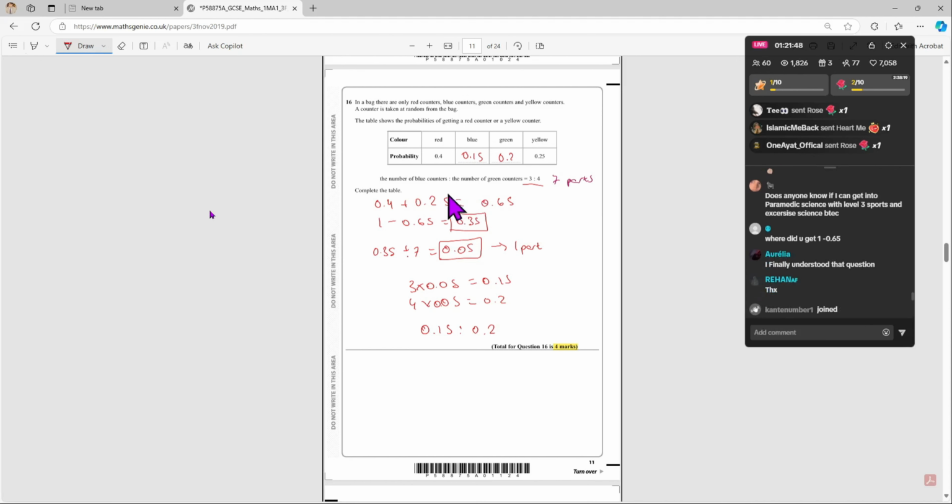Where did you get 1 minus 0.65? I got 1 minus 0.65 over here. So we know that probabilities add up to 1, so that's why I subtracted 0.65 from 1. Okay? So should we move on to our next question?